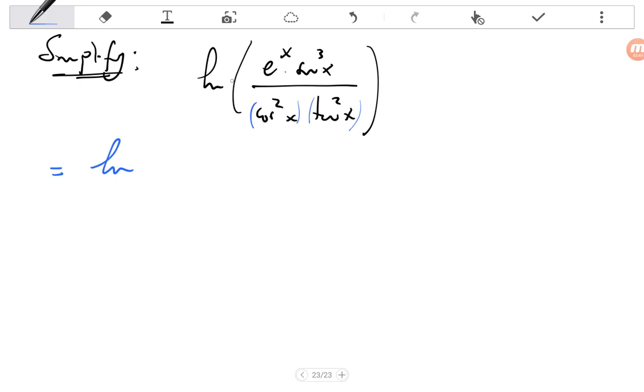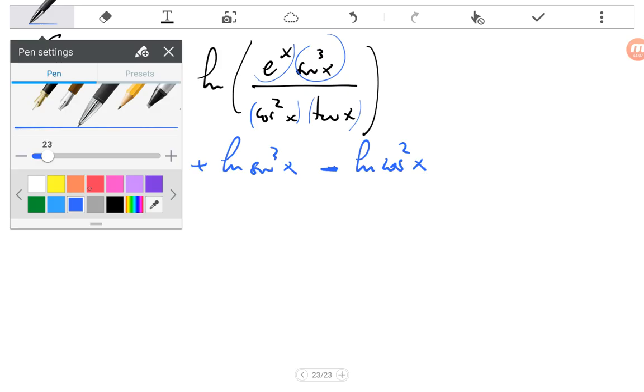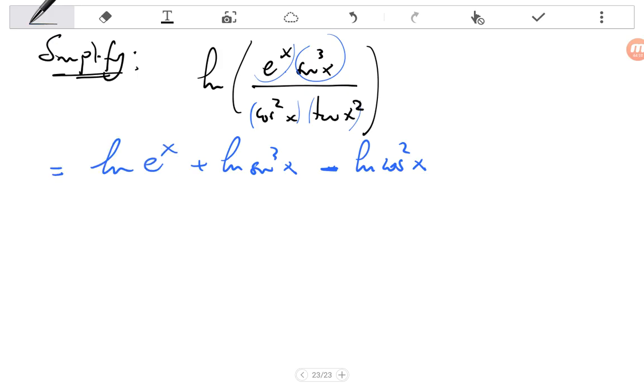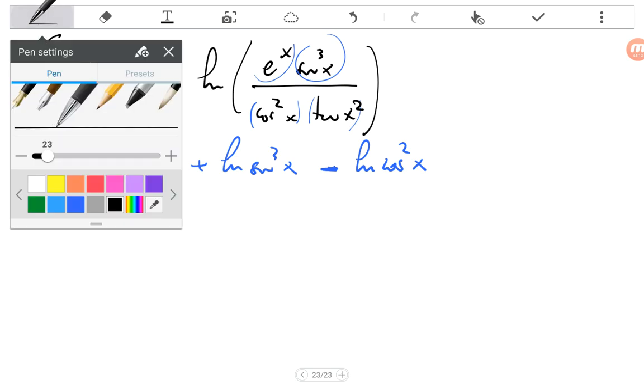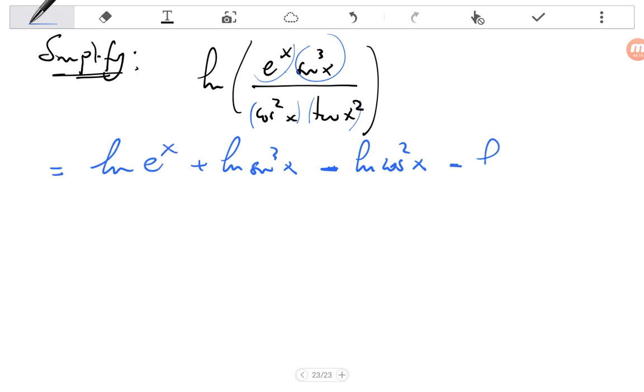What do I mean by that? Let's apply this. ln e to the power x is in the numerator, and sine cubed x is also in the numerator, so it will be ln sine cubed x. That is in the denominator, so it will be minus ln cosine squared x. And for this one, let's write it as tan of x squared, like this. The squaring is on the x, not on the tan. So in this case that will be minus ln tan x squared. Okay, so this is the first step in our simplification.